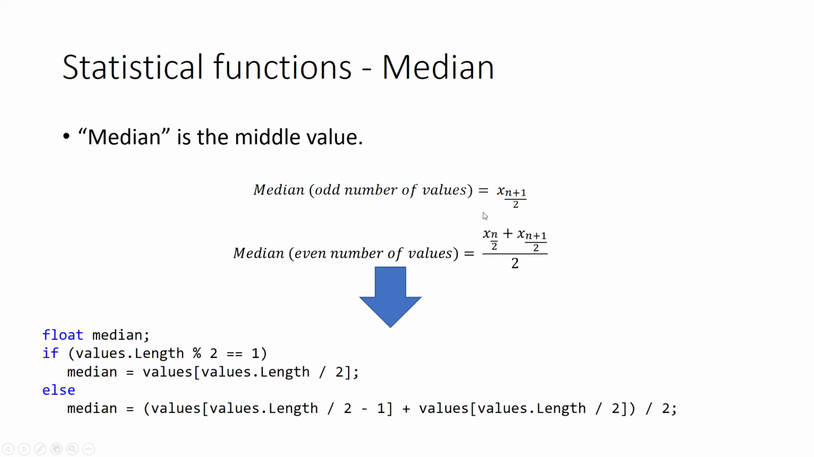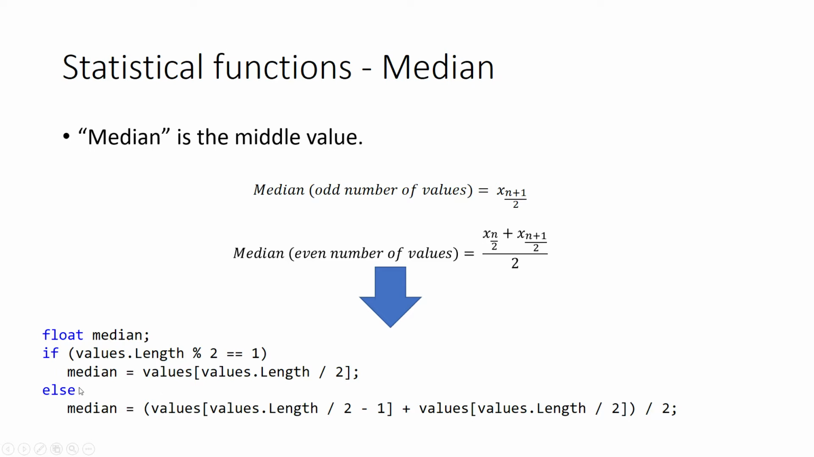We take in our array, which is X, the values, and pick out N divided by 2. We don't need to do plus 1 because arrays start at 0. So that cancels out, and that is your (n plus 1) over 2 in there. And that gives you your median.